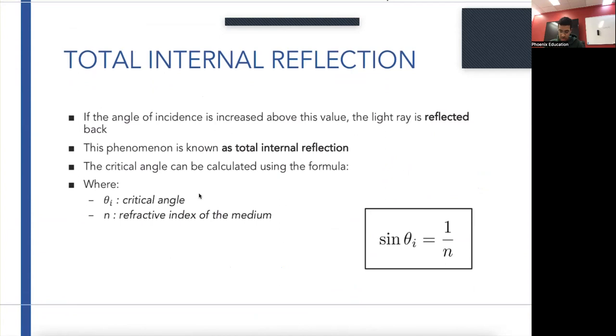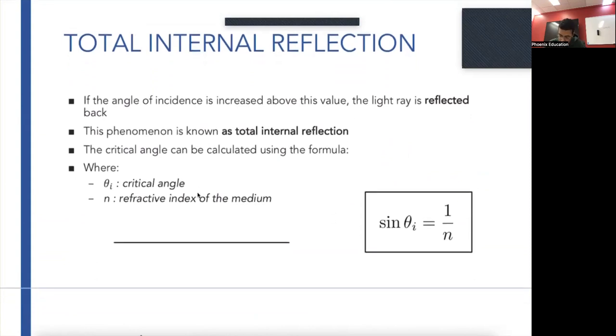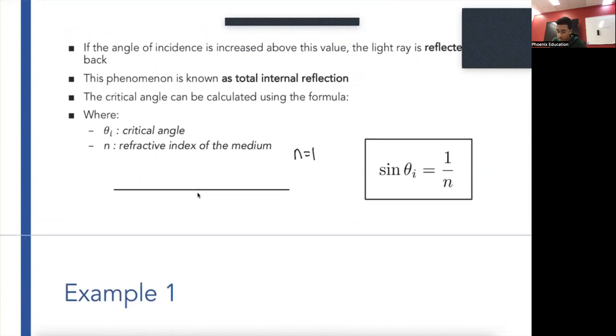Total internal reflection. What this means is that when a wave is going from a more dense medium to a less dense medium, say that this is air, so the refractive index of air is 1, and this is water. This is water.